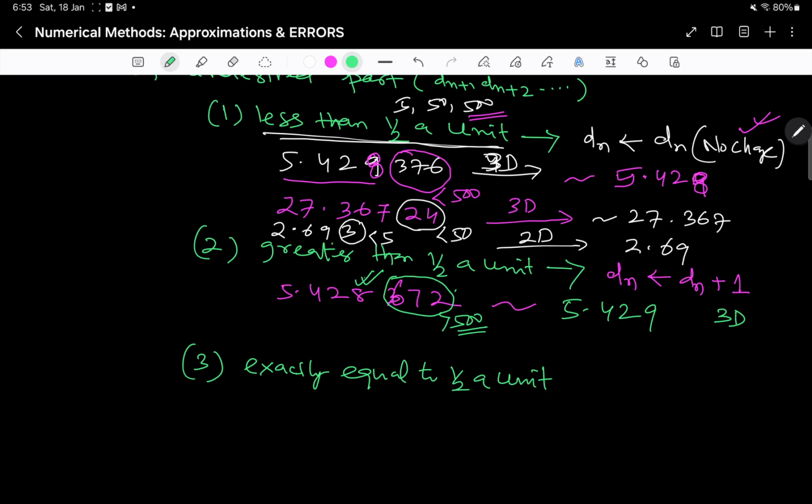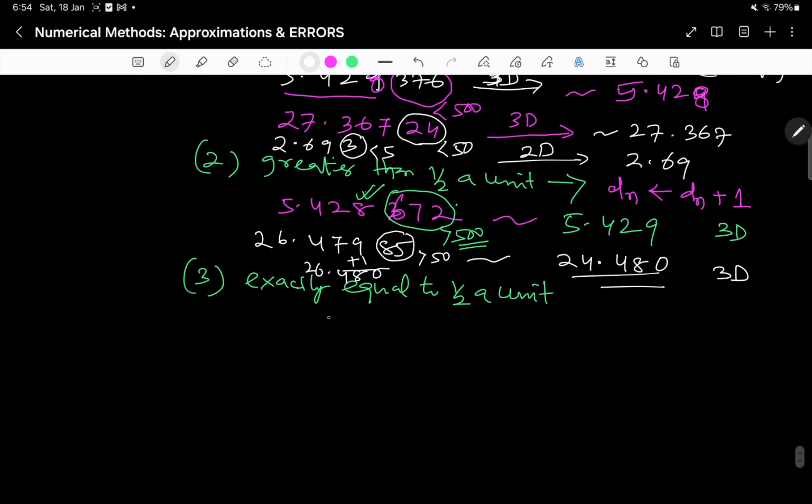So dn is replaced by dn plus 1. Suppose it is 26.27985. I want to write it up to 3-digit accuracy. Then what will happen? This undesired part is greater than half a unit, so this 9 will be increased by 1. So it becomes 26.280, because if I add 1 here, 9 plus 1 is 10, that is 0, carry 1, it is 8, 4, then it is 26.280.